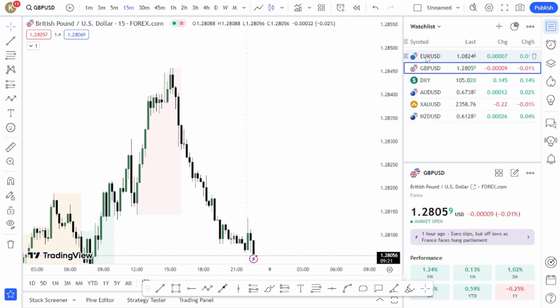If you don't use DXY, you can trade all these bets independently, nothing goes wrong. But you have to be very careful. But am I telling you not to use DXY? No, use it.